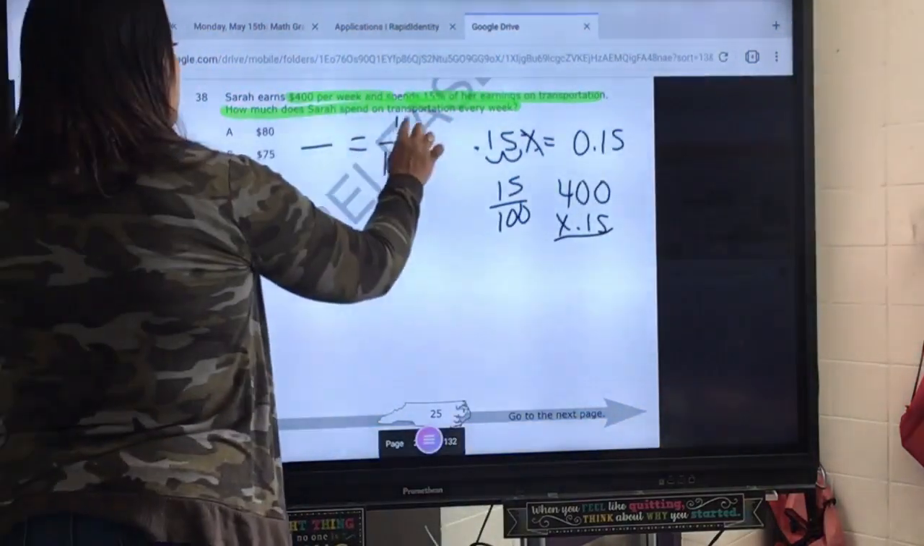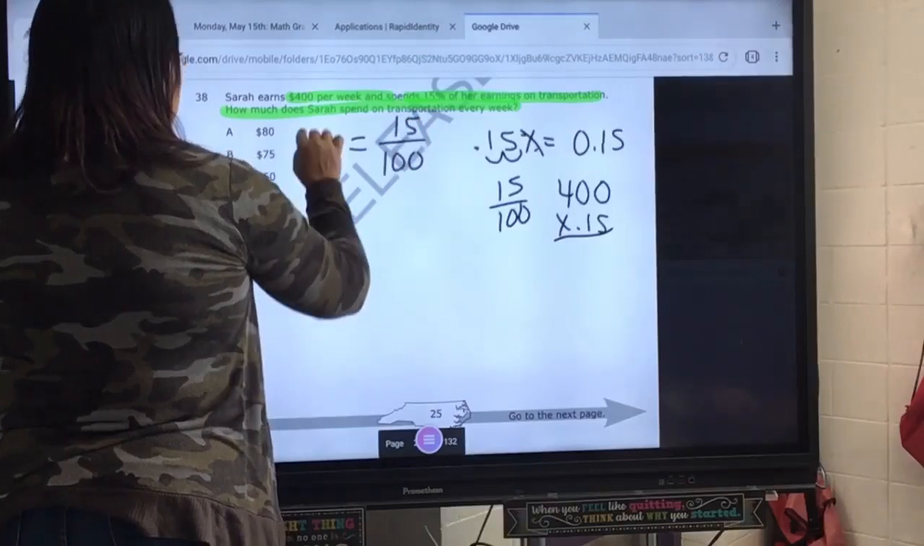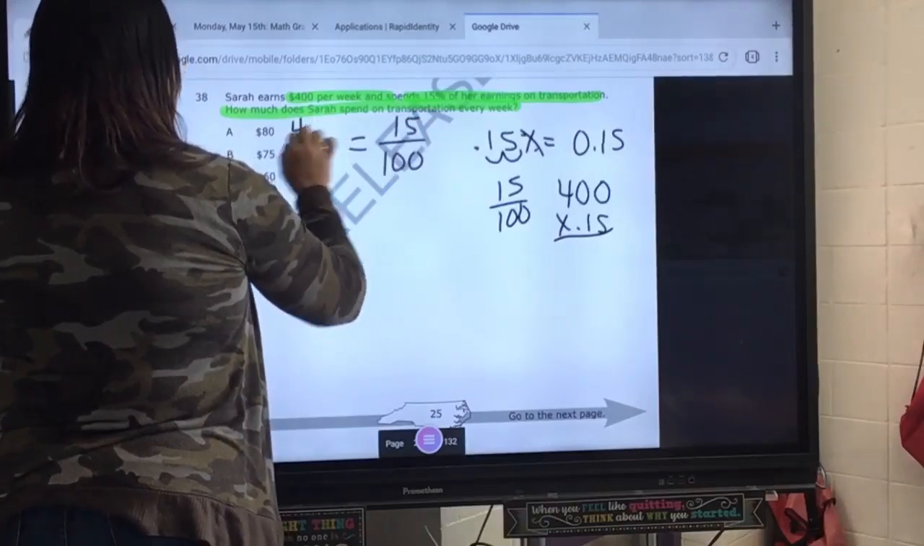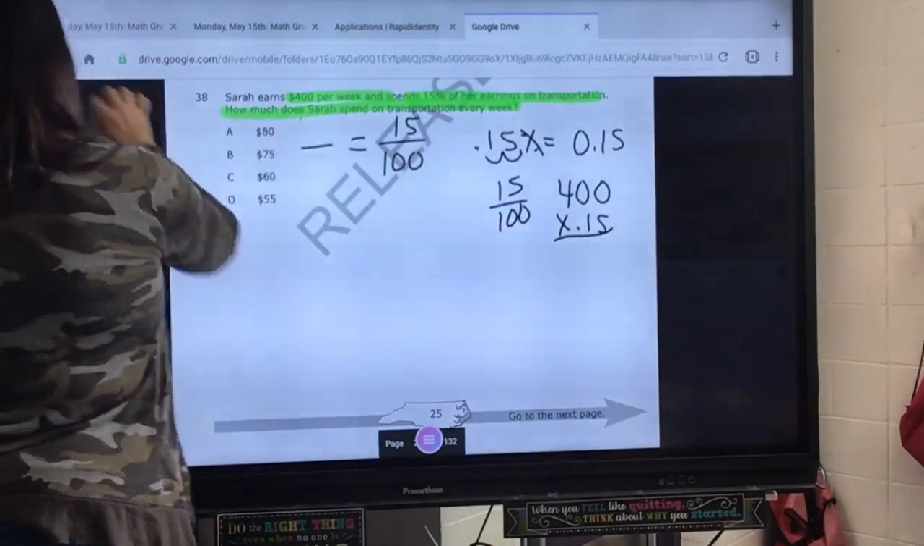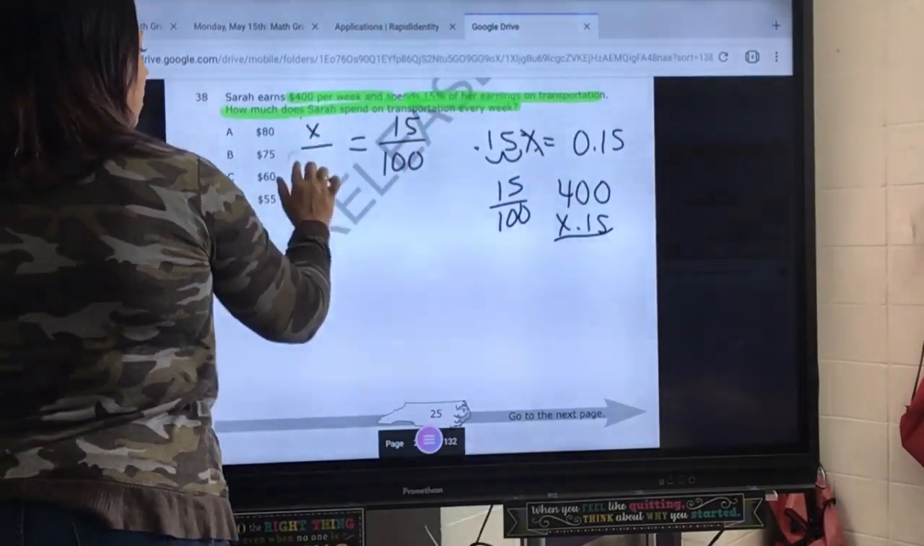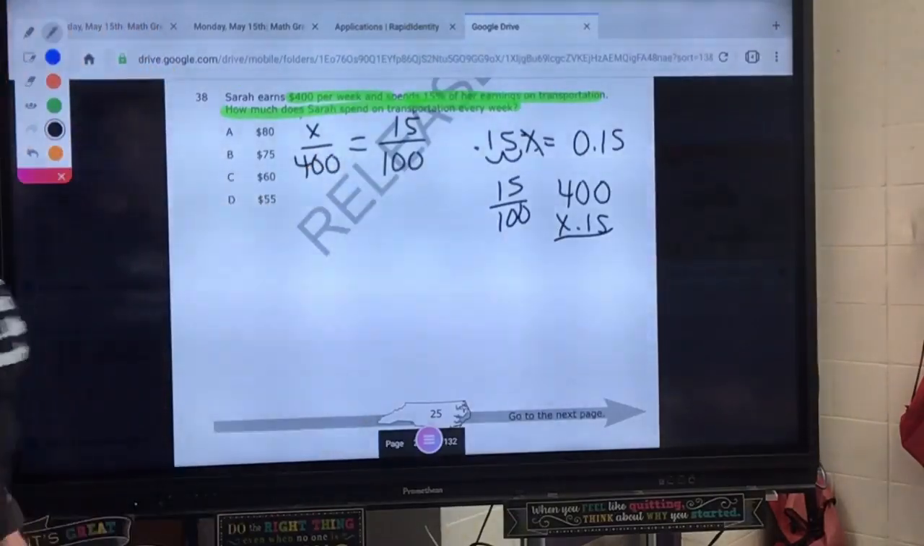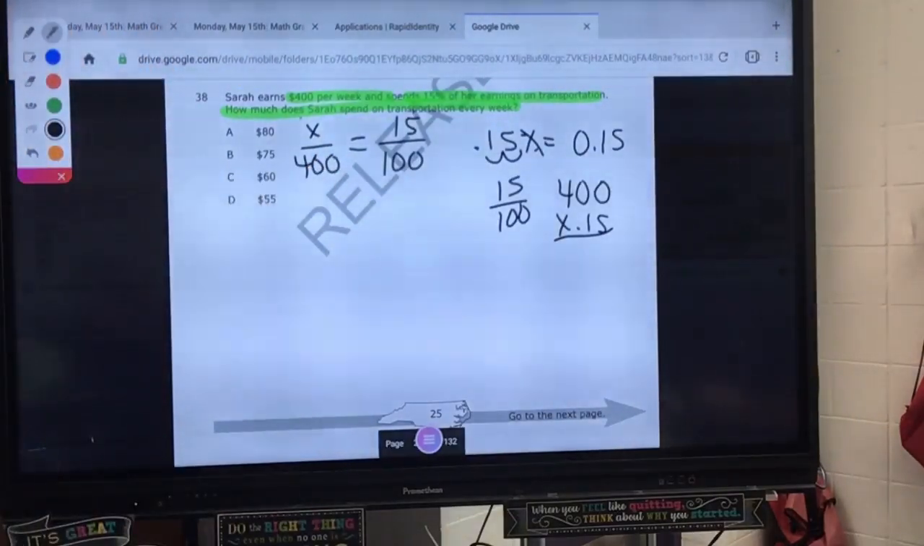If you want to do it this way, what was our total? Wait, sorry. You can do it that way. I don't care which way you do it. If you haven't solved this question yet, use one of those two ways and solve. Stand up when you have your answer.